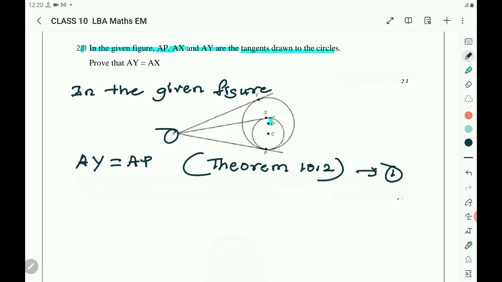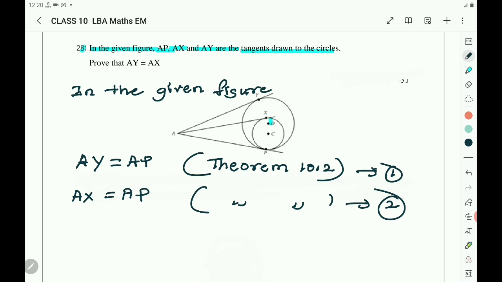Take A as the external point. From that A, AX and AP are drawn. Then you write AX equals AP. Same theorem. Which theorem? 10.2. Consider this as the second one.